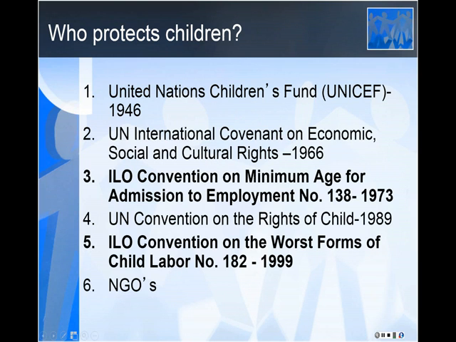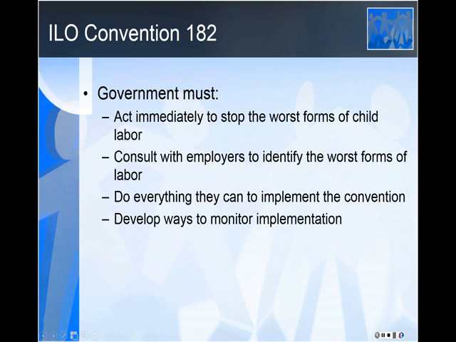The ILO Convention 182 says the government must act immediately to stop the worst forms of child labor, that the government must consult with employers to identify the worst forms of child labor. They also argue that the government must do everything they can to implement this convention and also develop ways to monitor these conventions. But we know that international law is difficult to enforce. States as well as NGOs within the region are just beginning to address the problems of child labor. Okay?